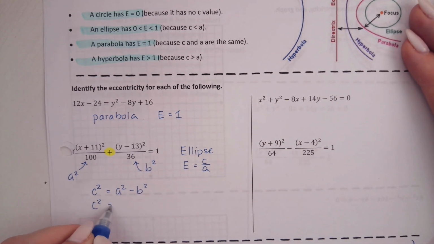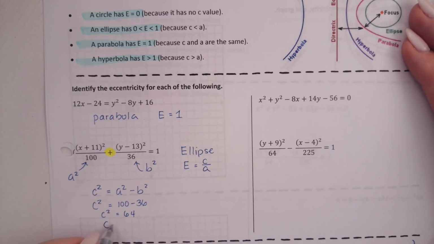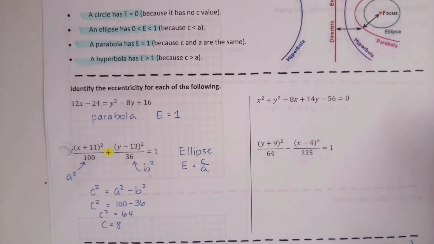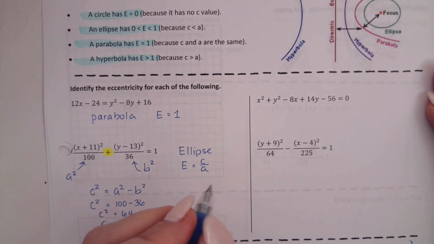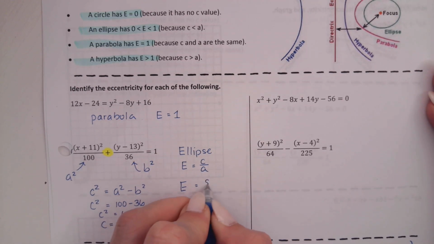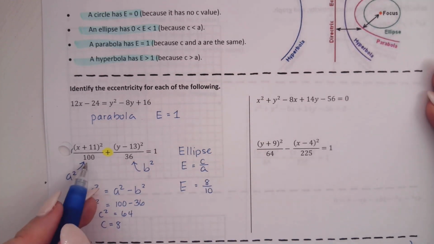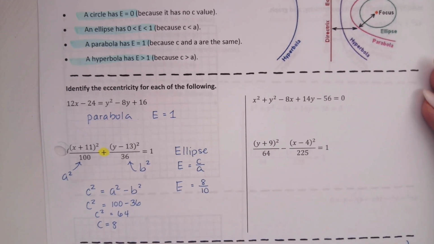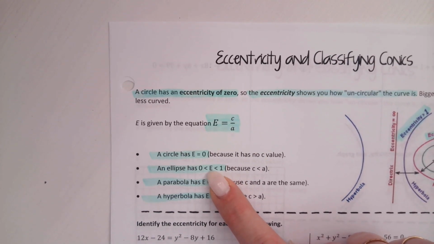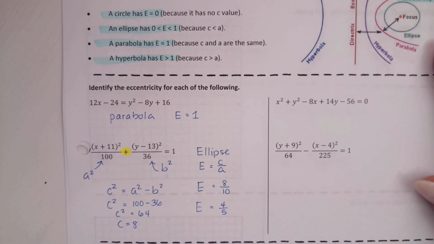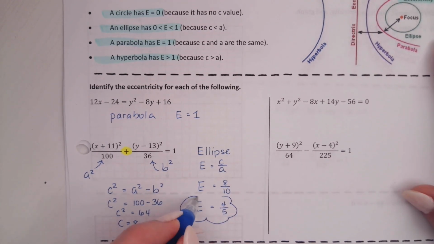So our C squared will be 100 minus 36, which is 64, which means C is 8. Yes, good. Okay, so when we plug those into our formula, we'll have to put our C over our A, which would be 8 over 10. Good, because A squared is 100, so A is 10. That does reduce to 4 over 5. Just double checking, for an ellipse we should get something that's between 0 and 1. Is it? Yeah, 4/5 is between 0 and 1. It's 0.8.